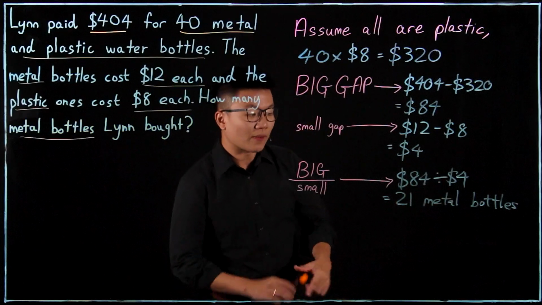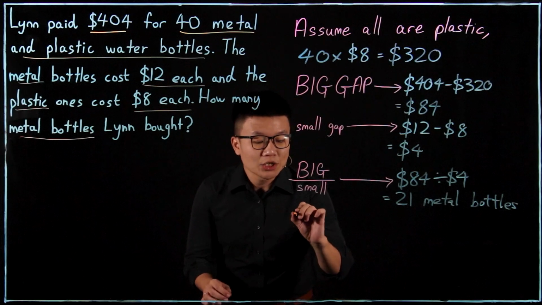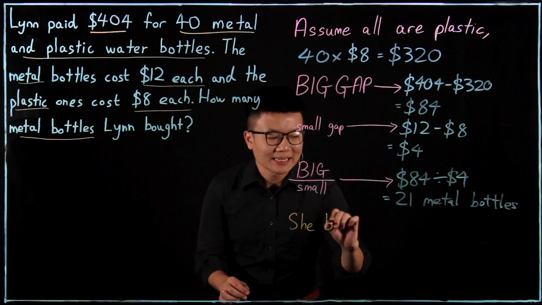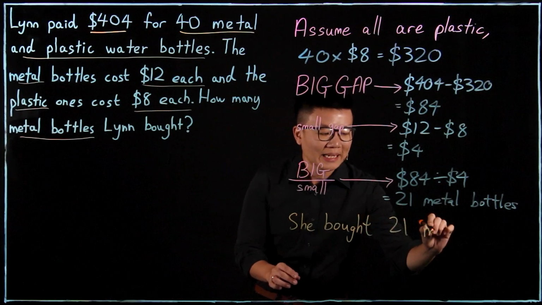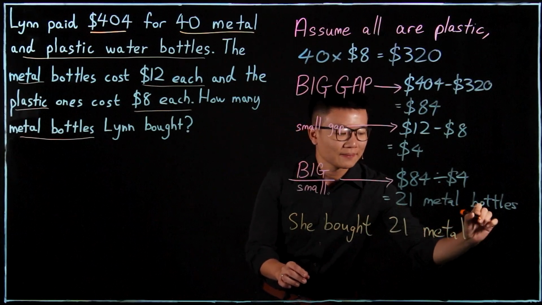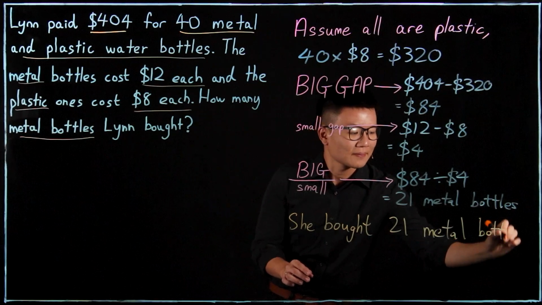And with that, we will write down the final statement. She bought 21 metal bottles. And that's how you do it.